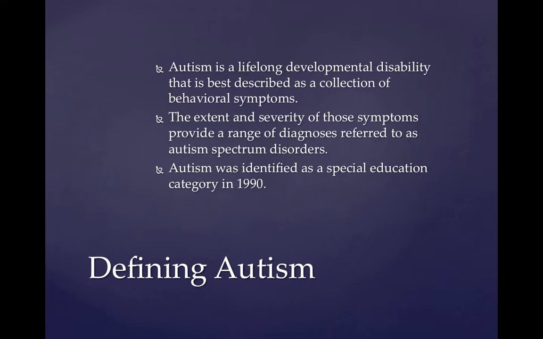Defining autism. Autism is a lifelong developmental disability that is best described as a collection of behavioral symptoms. The extent and severity of those symptoms provide a range of diagnoses referred to as autism spectrum disorders. Autism was identified as a special education category in 1990.